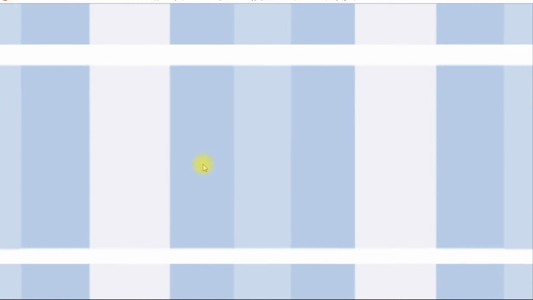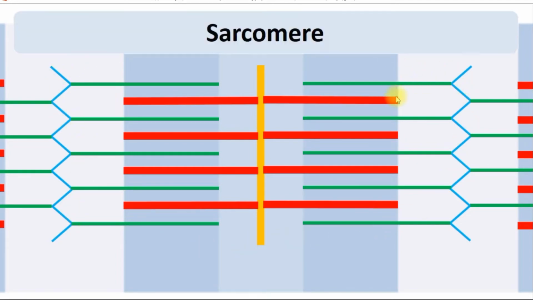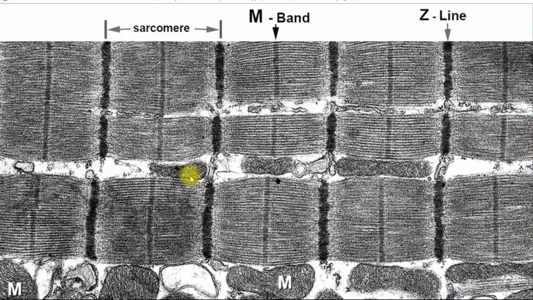And let's look at this band. So what do we see here? Here we can see light and dark part and light again. And this part of the myofibril, which is the smallest unit of the myofibril, is called sarcomere. So it's sarcomere and it contains different proteins. So it's structural and functional unit of the myofibril.